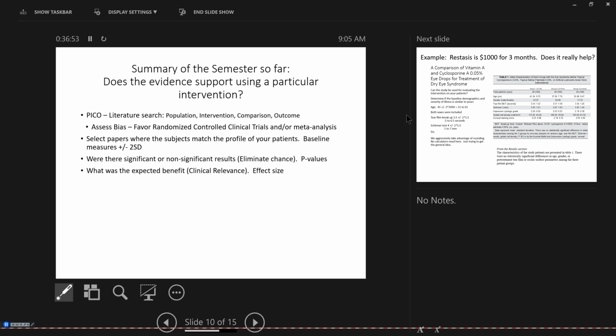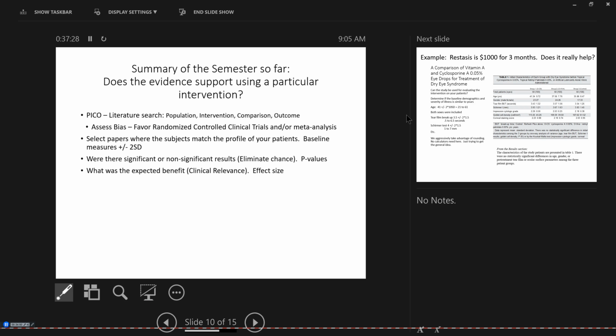We want to assess bias. It's a randomized controlled trial, so we can be more confident that we have controlled for bias. But even in that context, one thing you need to do is, now you have randomly put people into different groups, but look at the control group.